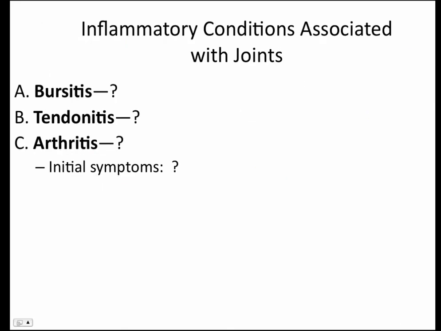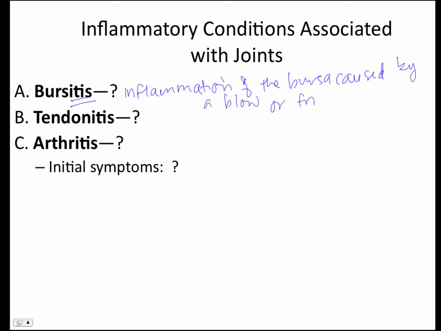Now the last thing we're going to cover is the inflammatory conditions that are associated with different joints. We saw the bursa being that sac-like structure that helps prevent friction and assist in the joint region, but it's not technically part of the joint. And so bursitis, anytime you see itis, this means inflammation. So this is inflammation of the bursa that is caused typically by a blow or from friction. Caused by a blow or friction, so blow to the bursa.